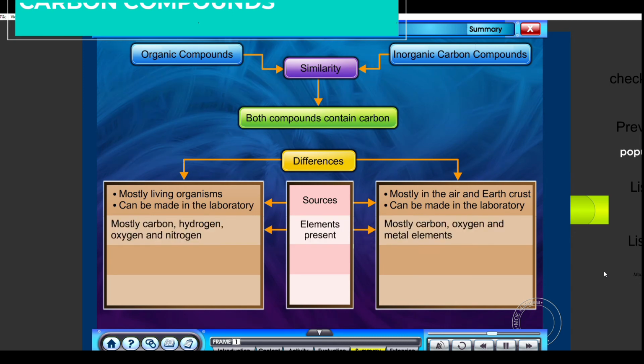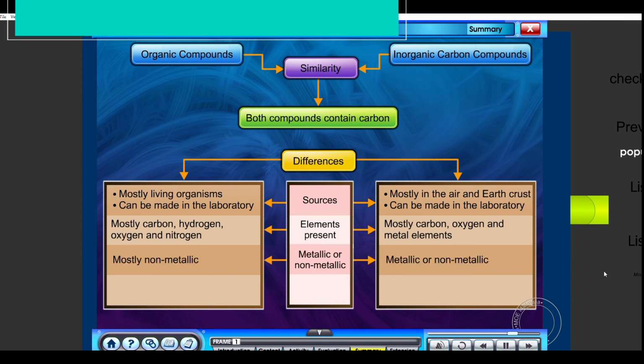Organic compounds mostly contain elements such as carbon, hydrogen, oxygen and nitrogen, while inorganic carbon compounds mostly contain carbon, oxygen and metal elements. Organic compounds are non-metallic substances, while inorganic carbon compounds can be either metallic or non-metallic. Organic compounds can burn, while inorganic carbon compounds cannot burn.